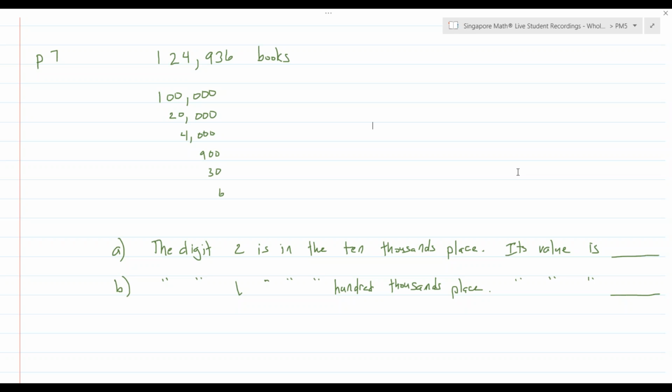So for example, letter A, look at that. The digit 2 is in the 10,000s place, so what is its value? Well, the value of that 2 is 20,000. It's 2 in the 10,000s place. Now I just put these little quotation marks instead of writing all the words. The digit 1 is in the 100,000s place. Its value is what? So we have a 1 right here, and the value of that 1 is 100,000.